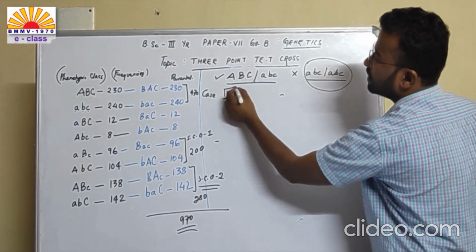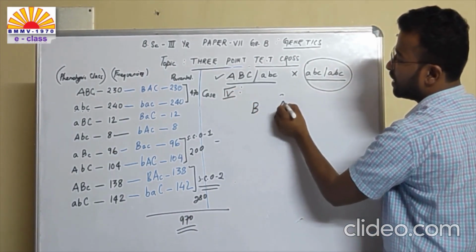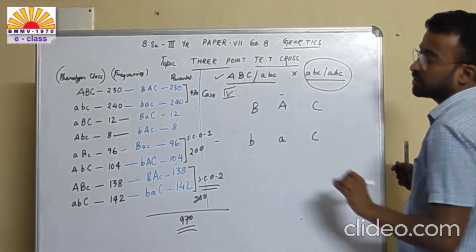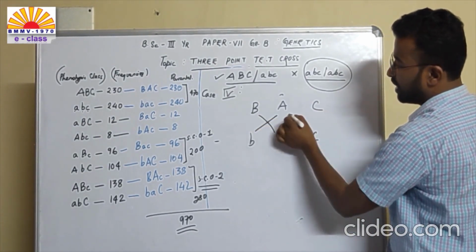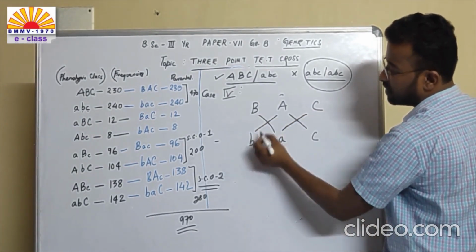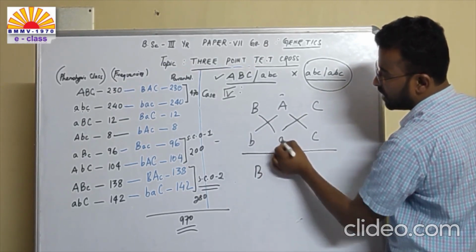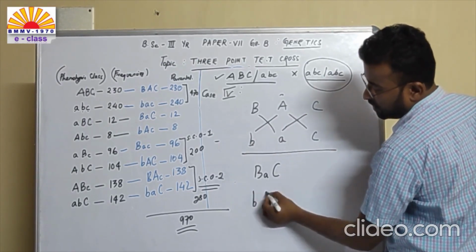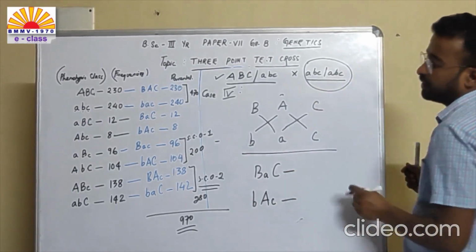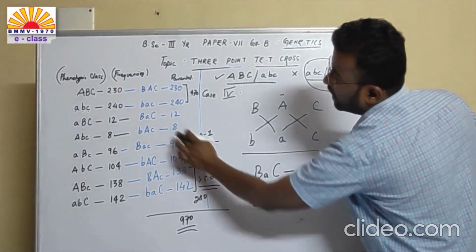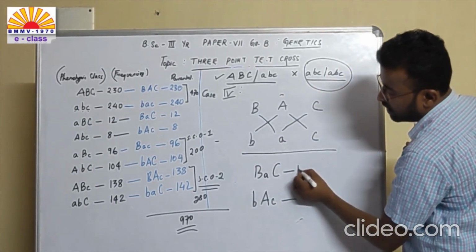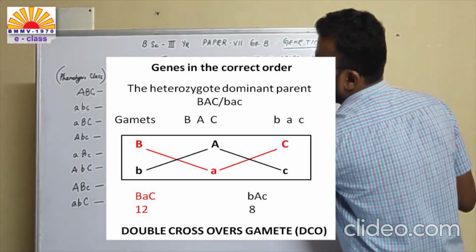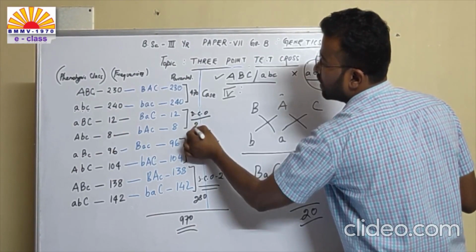Case number 4, B, A, C, B, A, C. Case number 4 is a case of double crossover, that means here and here. Okay, so as a result, the gametes will be BAC, BA capital C, BA small c, small b, capital A, small c, and here it is zigzag like this, okay, zigzag. And BAC is 12 and this is 8, that is 20. So total double crossovers are 20.